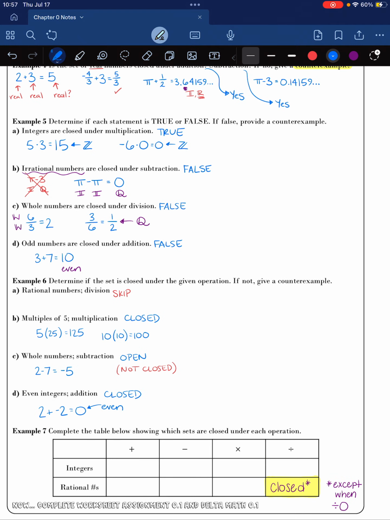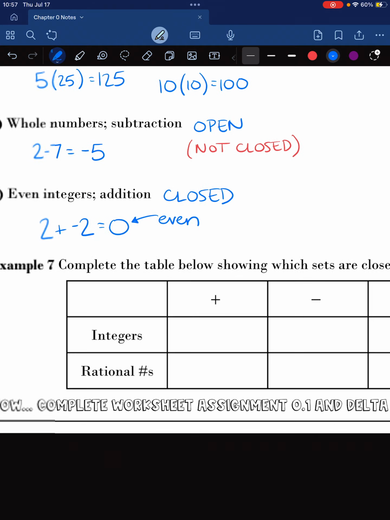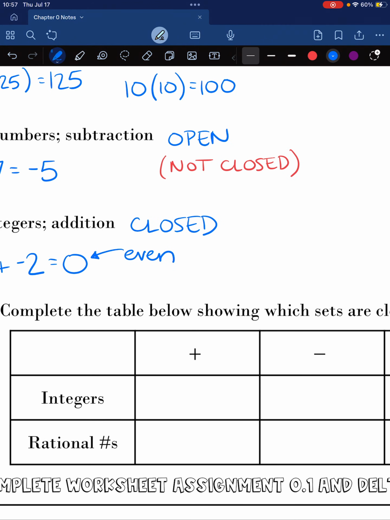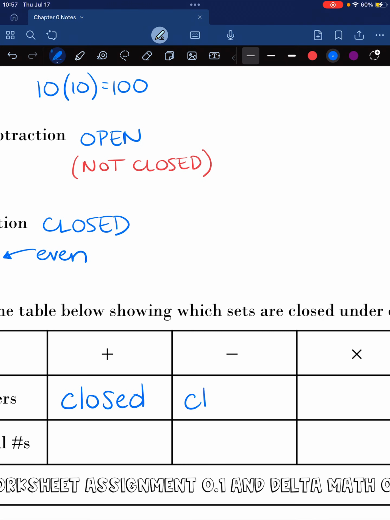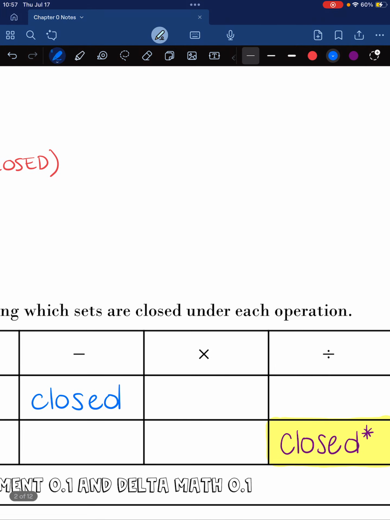Okay, complete the table below showing which sets are closed under each operation. So adding integers will always be an integer. I cannot think of a single counter example for addition or subtraction. Multiplying, negative times a negative is positive, but if I'm multiplying those counting numbers, it's always still going to be a counting number. So this one's closed.